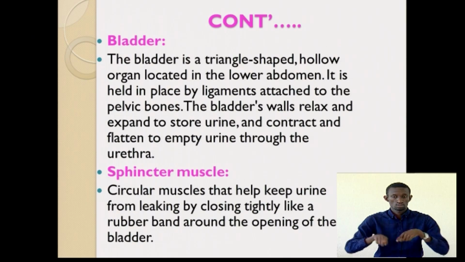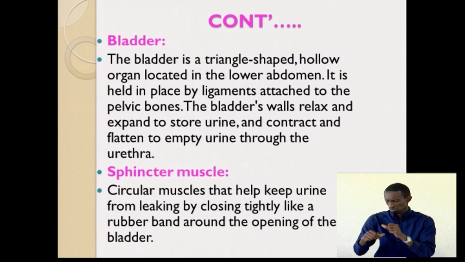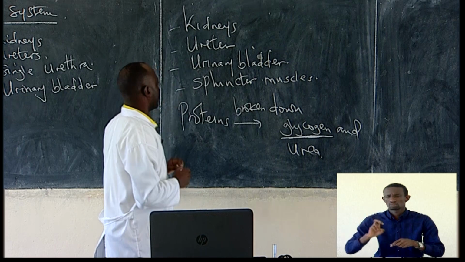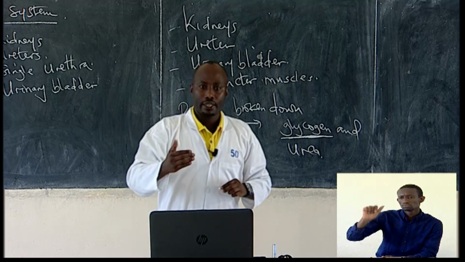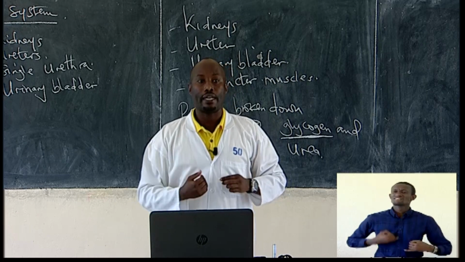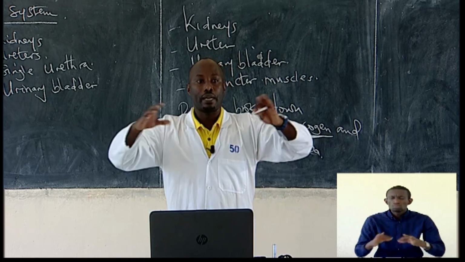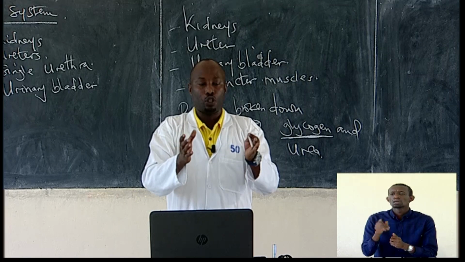We have the bladder. So we are through with the kidney. We have talked about the ureter. We are going to talk about the urinary bladder, which is number 3. And what does the urinary bladder do? Students, it is very interesting to know the function of the urinary bladder, which is a sac that stores urine temporarily, not permanently.